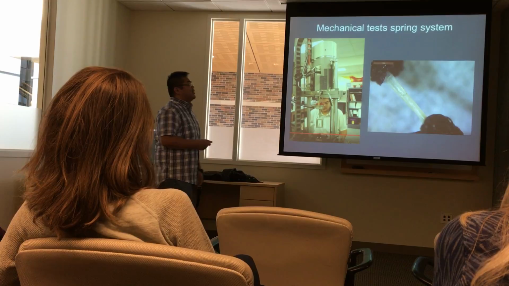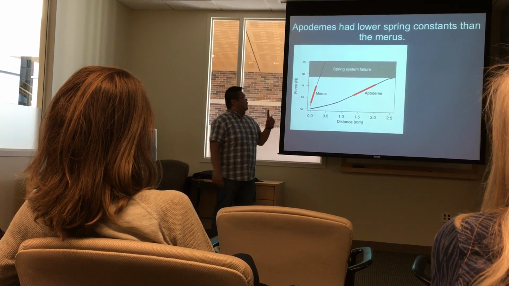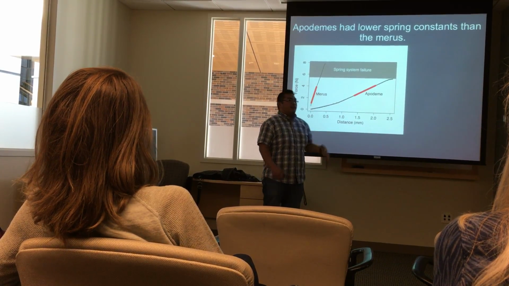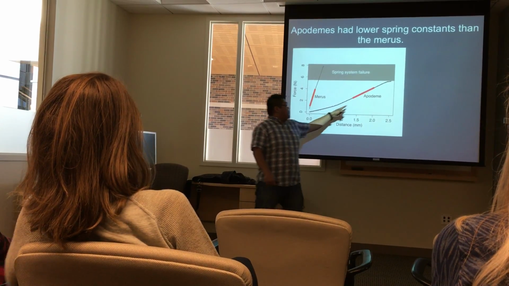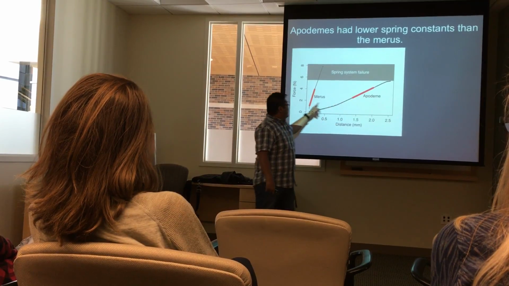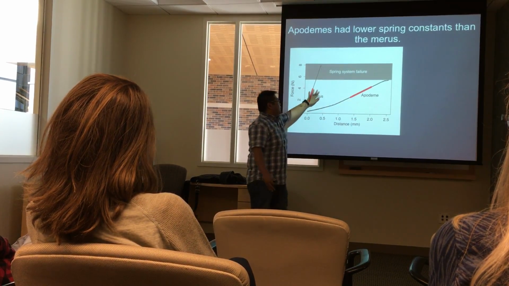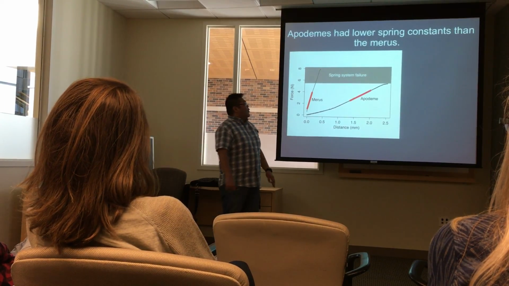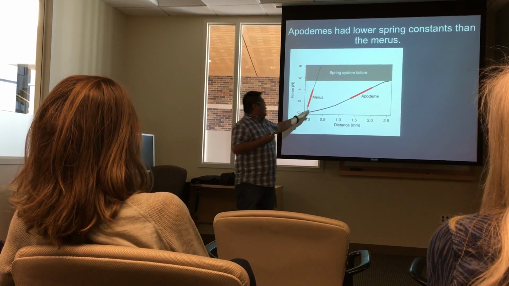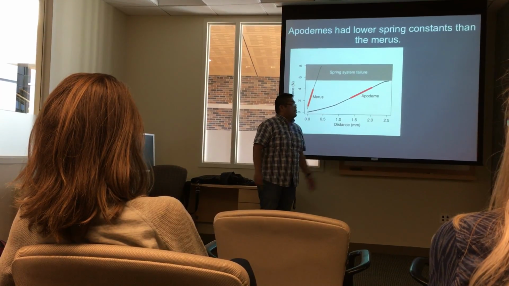All right, so what did the results actually say? Here's an example from one animal. I took the meris and the apodeme, and here you can see these red sections are where the spring constant was measured. The apodeme has a much lower slope, so it has a lower spring constant than the meris. Also, the area under this curve is much larger than the area under this curve. So previously we were looking at the meris, asking whether or not that was a spring, and we were completely overlooking the fact that the spring could be somewhere else, in the apodeme.